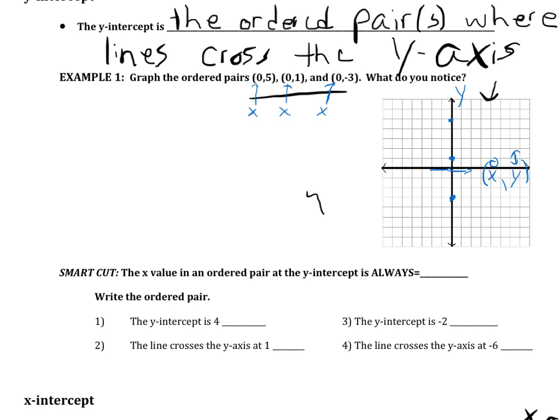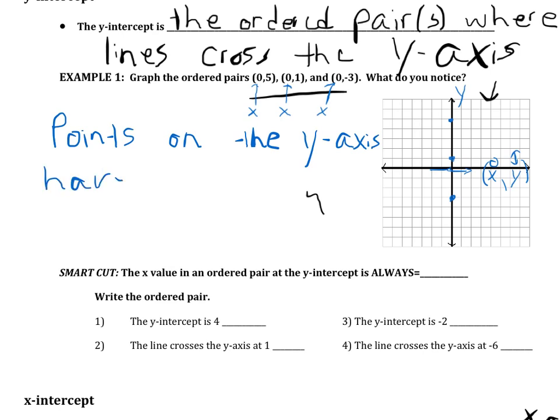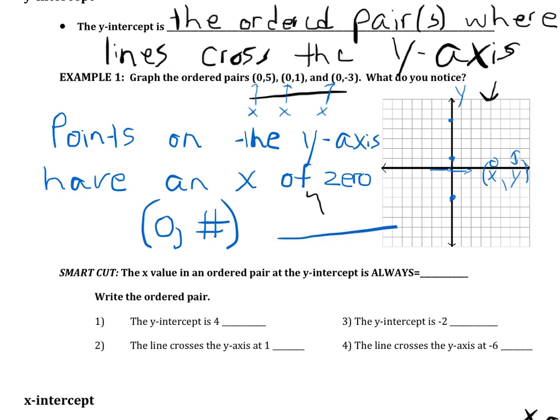Points on the y-axis have an x of 0. So it's always going to look like this: 0 and a number. If you see 0 and a number, you know that that point is going to be somewhere on the y-axis. Okay, somewhere on the y-axis.